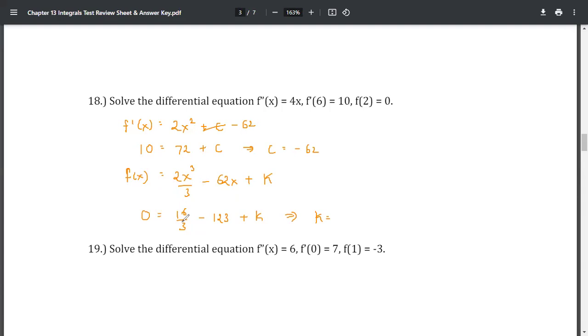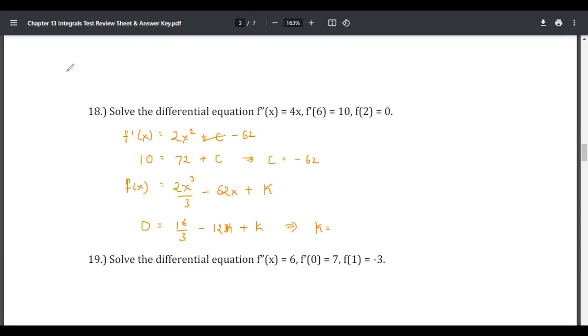That's negative 124 plus k. Then you add 124 and subtract 16 over 3 on the other side. Good.